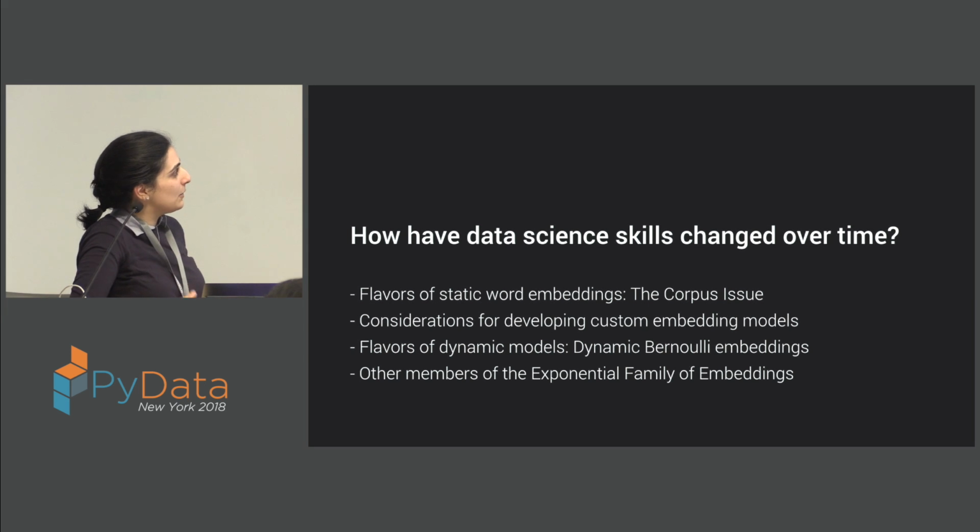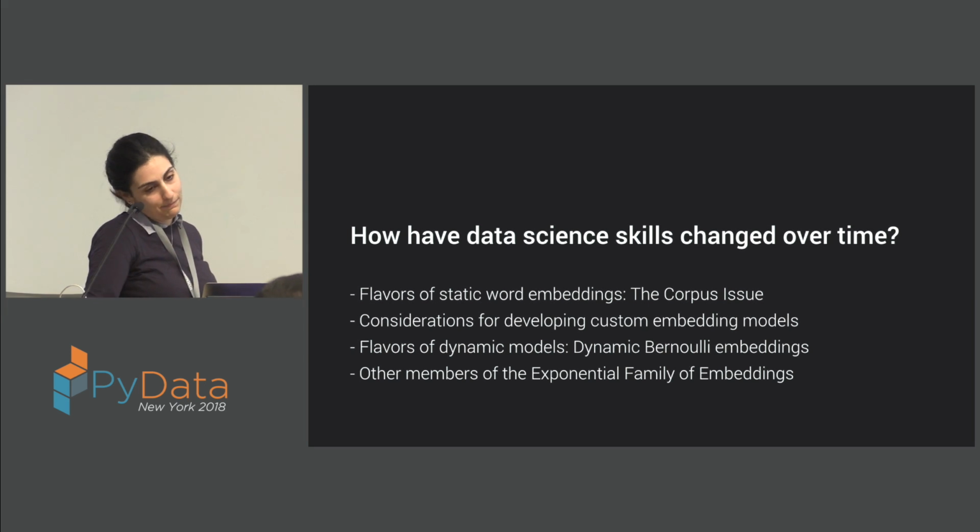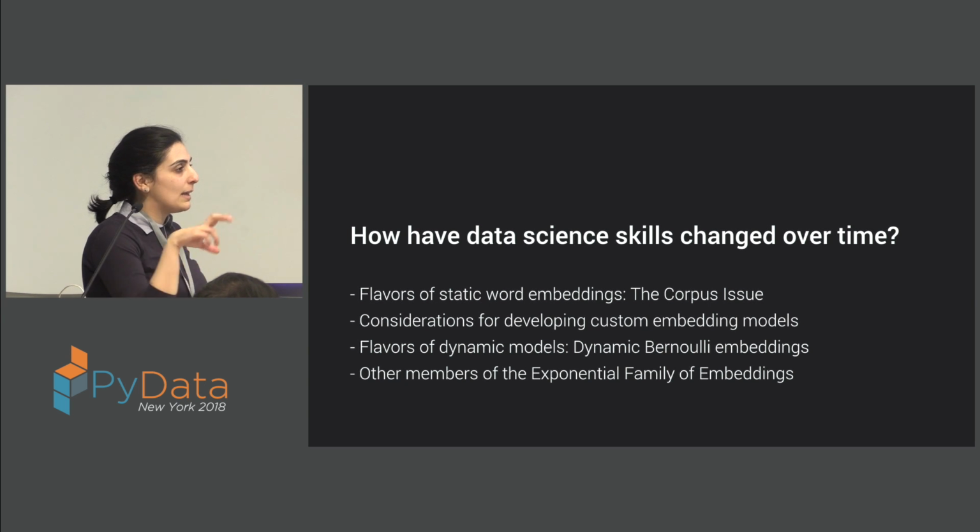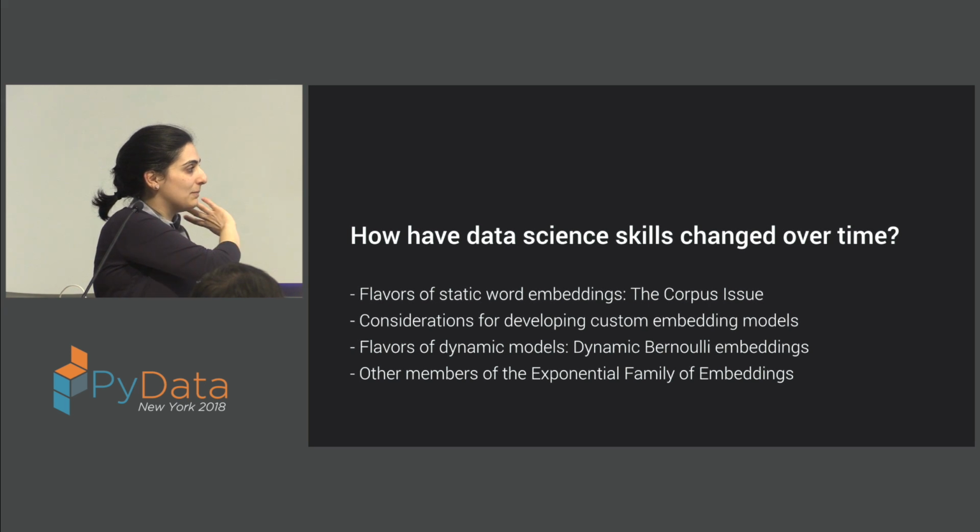The things that I talked about were also considerations for developing custom embedding models, and the different types of dynamic models that we have, and the sort of things that you can do with these dynamic models. So time in this case was an example of the dynamic side of a Bernoulli embedding, but you can do a multivariate Bernoulli embedding and use categories, for example, as your multivariates. Or you can use other sorts of ordinal connections between them.